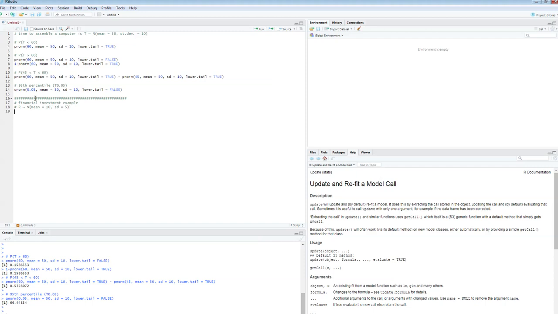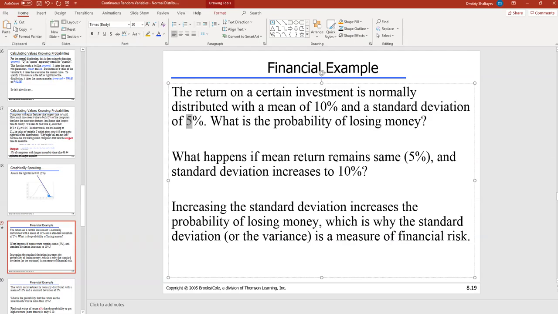Okay, beautiful. So what happens if mean returns remain the same? Oh, first of all, here, this is the first question. What is the probability of losing money?